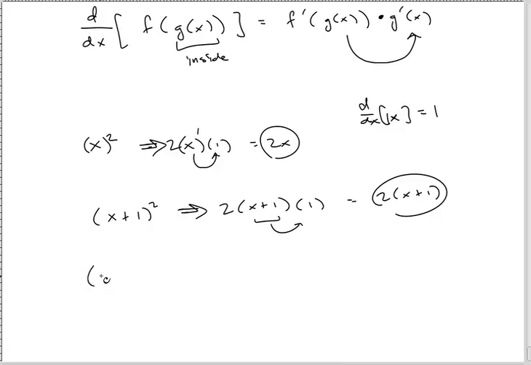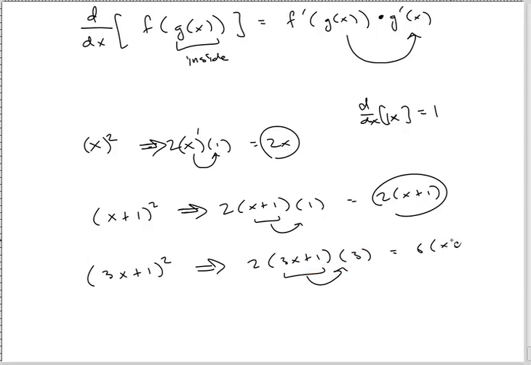But now let's change it up and do 3x plus 1, all squared. Now I'm going to find the derivative. The 2 comes down to the front. You leave the inside alone. Now it's a 1 power. But then you take the derivative of the inside, which would be a 3. What you now have is a 6 in the front.